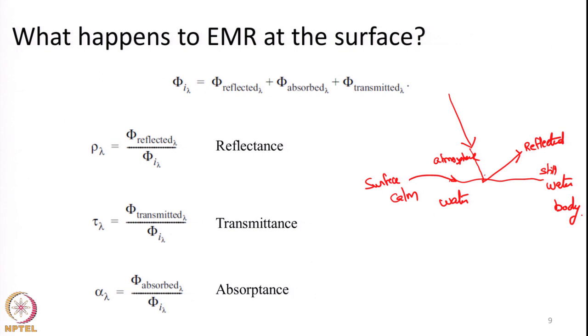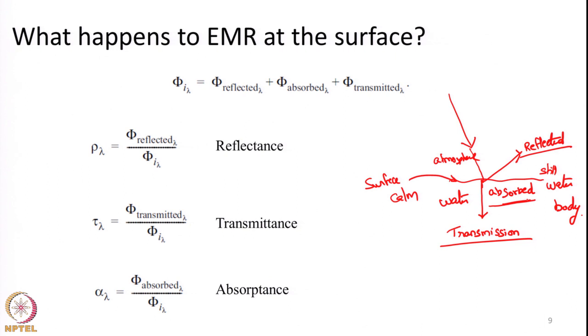Then, since it is water, we all know that sunlight can pass through water to some depth. So, refraction will happen, and the radiation will pass through water to some extent, that is transmission. And some portion of energy will be absorbed within the water itself. So, any of these three paths, or all three, can happen when solar radiation interacts with features.